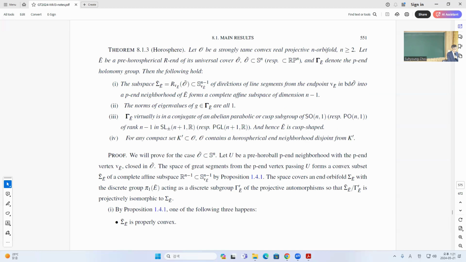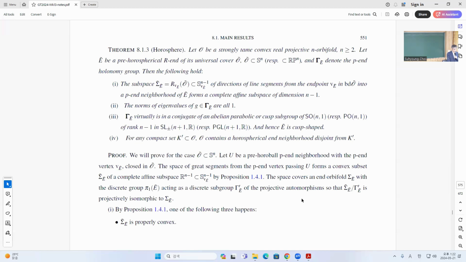So here, if you have a pre-horosphere, then the subspace of directions of lines or segments in the boundary forms a complete affine space, and norms all have to be 1, and so it's conjugate to an abelian parabolic or cusp group of SO(n,1) or PO(n,1). Okay, and this is cusp shaped, and any compact set contains a horospherical neighborhood disjoint from it.